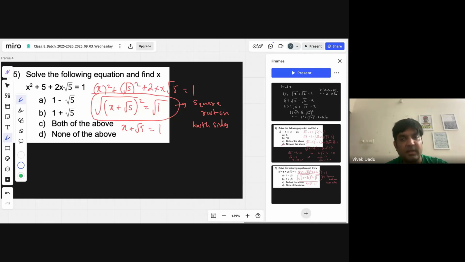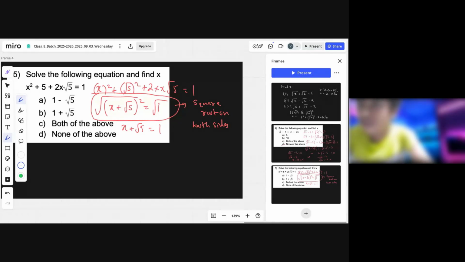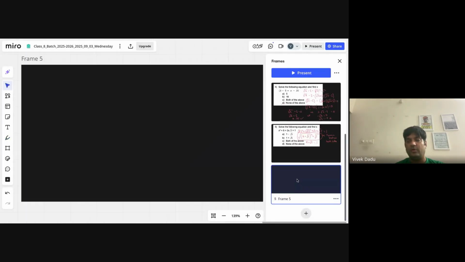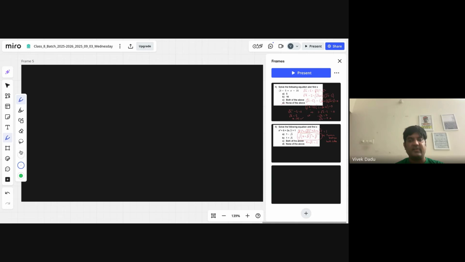Or it is not really a foolproof operation. Sir, squaring on both sides is just multiplication, right, sir? No. So let's discuss this as a concept, okay?